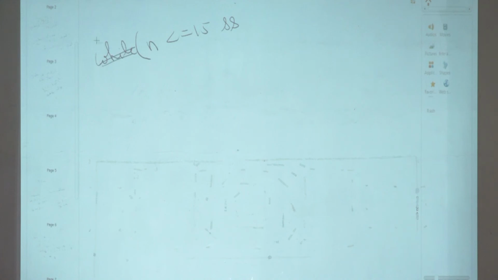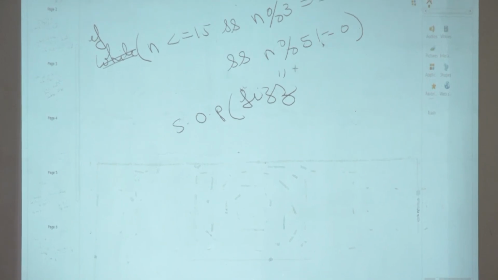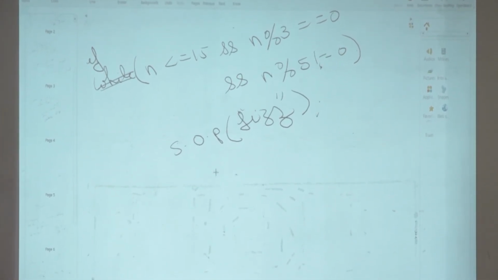No, we shouldn't write while, sorry, we should write if n less than or equal to 15 and n modulo 3 equal 0 and n modulo 5 not equal to 0. If this condition is fulfilled, then what should I do? Then I should print SOP, I should say fizz. Okay. If this condition is fulfilled, I should print SOP fizz.